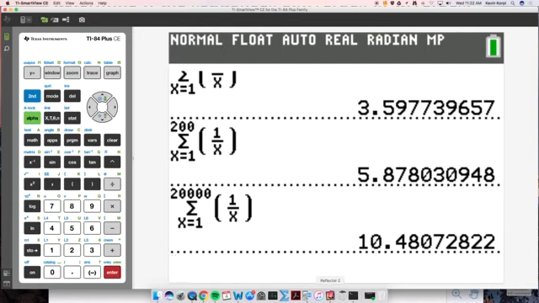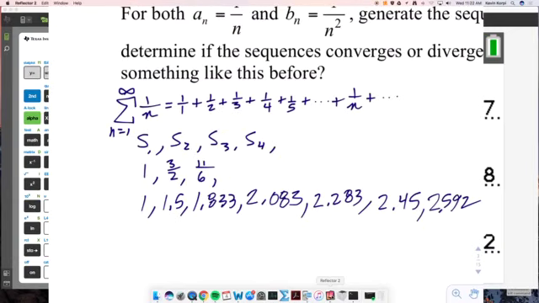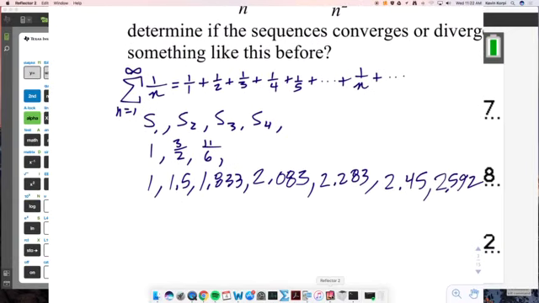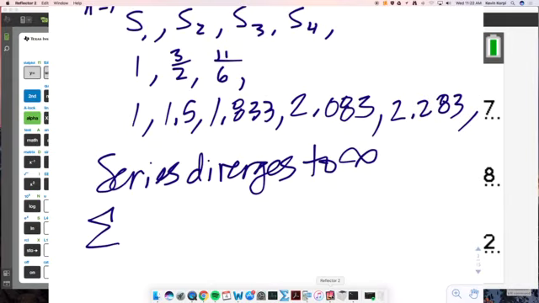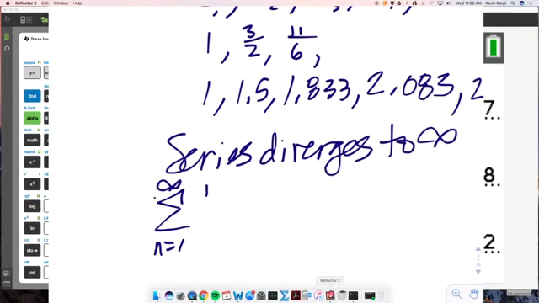decide that this series does what? It diverges. I believe that this series diverges to infinity, which means you can actually write it like this: the sum from n equals 1 to infinity of 1 over n equals infinity. You can actually say that. Okay? Because this is an operator. You're saying the sum is infinity. It's just another version of infinity.